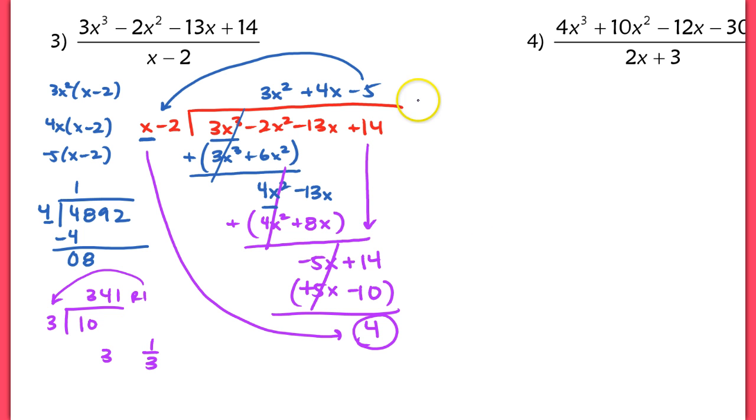Whoops, we've got a remainder of 4, okay? But when I write my final answer, I don't like all this crazy messy work, so I'm going to write it off to the side here. I'm always going to box my final answer.